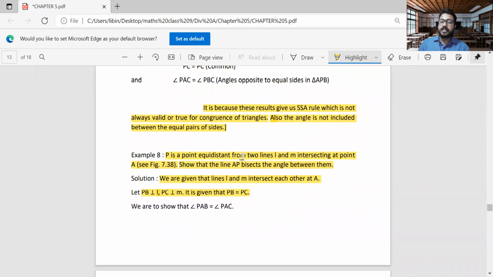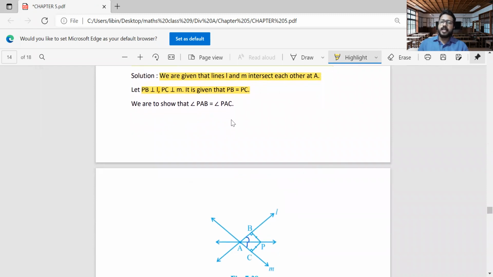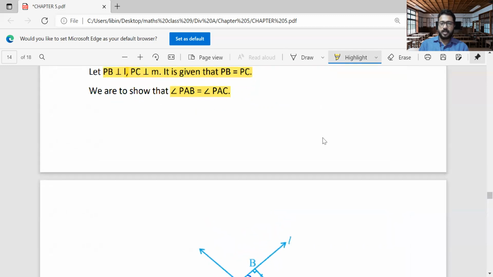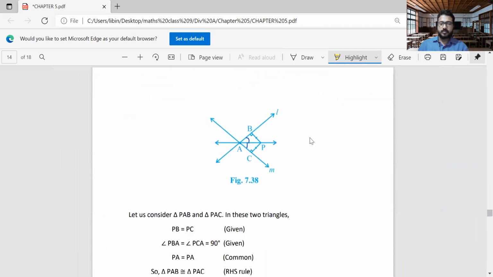Since P is equidistant, we can say that PB is equal to PC. Now what do we want to show? We want to show that angle PAB is equal to angle PAC. That is our aim. Let us see how we can prove that.